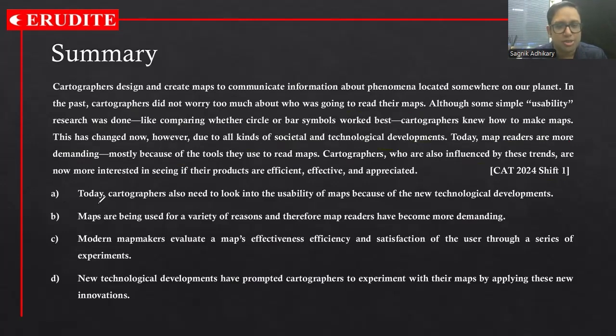So let us look at the options. A says today, cartographers also need to look into the usability of maps because of the new technological developments. Now, this is good but slightly limited. One, because it only says technological, it omits societal. Socio-technological could have been said, but doesn't say that. So it only says technological developments.